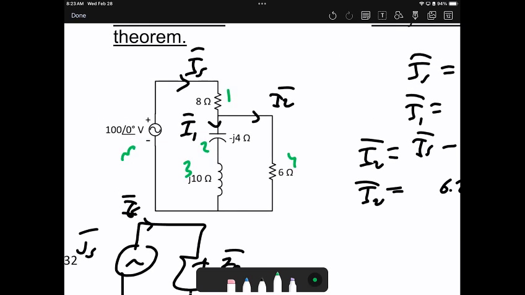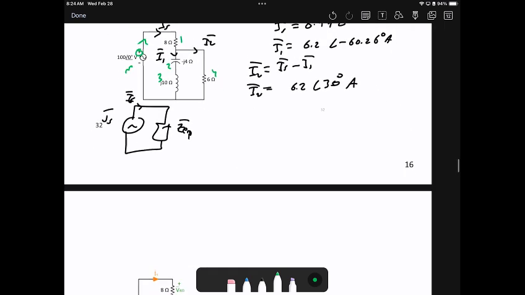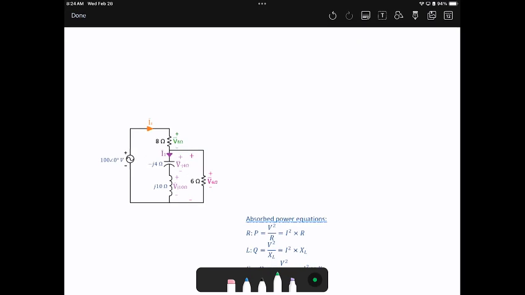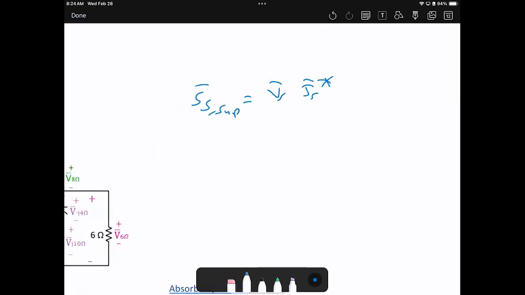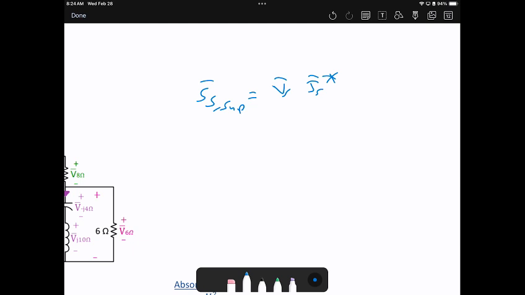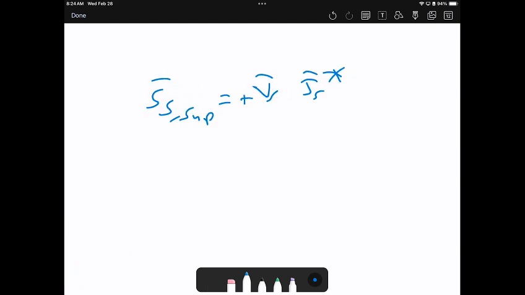Now look at the source. The current leaving the positive terminal means it is supplying, right? Recall the supplying power definition: when the current leaves the positive, this is supplying. So to calculate the power of the source, S source supplying will be V source times I source conjugate. In the source, I cannot say I squared times Z because there is no Z for the source, unless you use Z equivalent, but I prefer V source times I source conjugate, and it is positive because it's supplying.